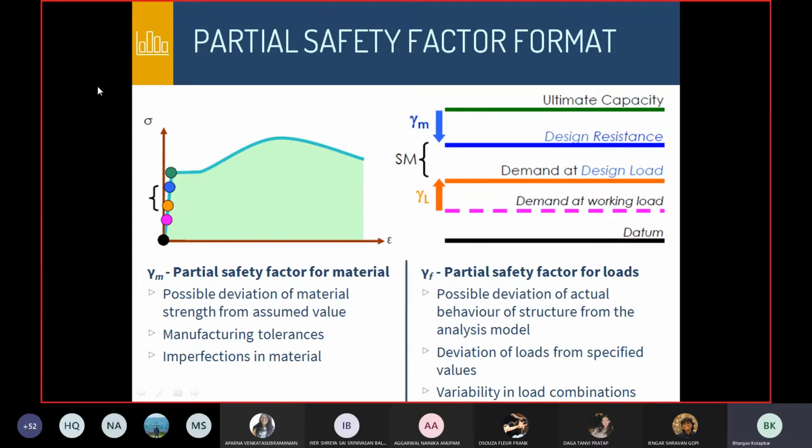So that's the ultimate capacity. Ultimate means there's nothing after that. Therefore, it is called the ultimate capacity. But we really want some safety margin because of a number of reasons. The reasons are mentioned here as to why we have to have some safety margin. So to achieve that safety margin, we divide the ultimate capacity by a partial safety factor for material. And whatever we get after that is called the design capacity, or the design resistance. That is the capacity for which you design the material.